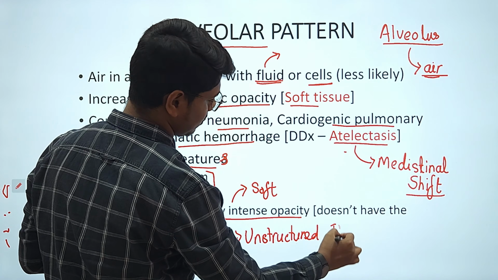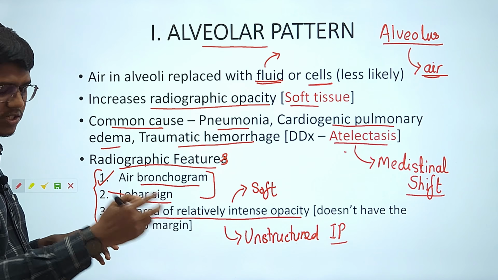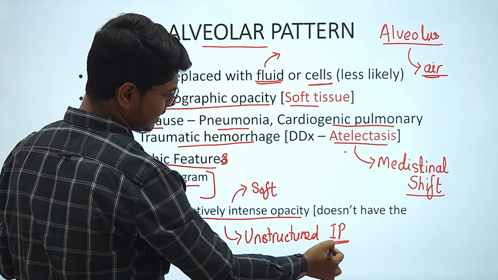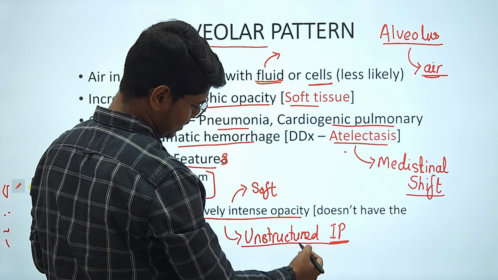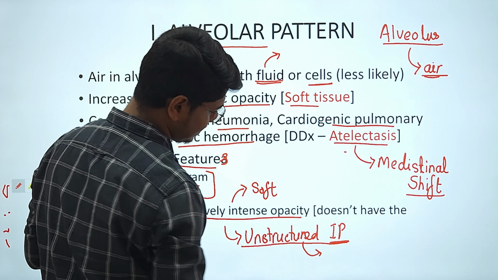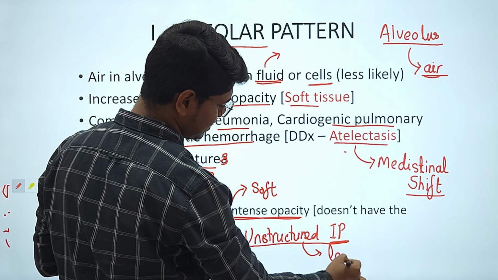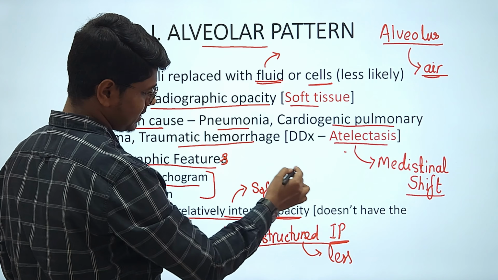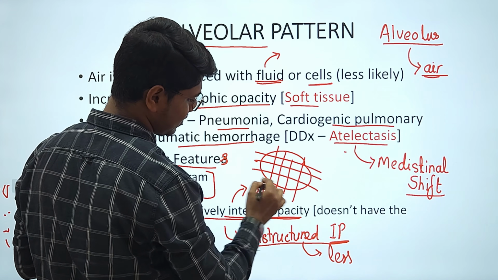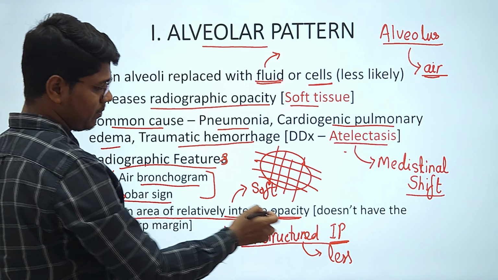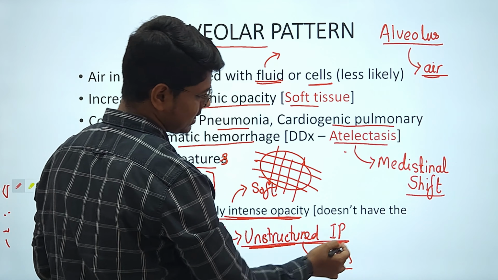Okay, interstitial pattern can be of two types, structured and unstructured. We will discuss. In unstructured interstitial pattern, the intensity of opacity will be less. What is intensity of opacity? If the opacity area is this much, you divide it into some per unit area. The relative intensity will be more in case of alveolar pattern, while it will be less in unstructured interstitial pattern.